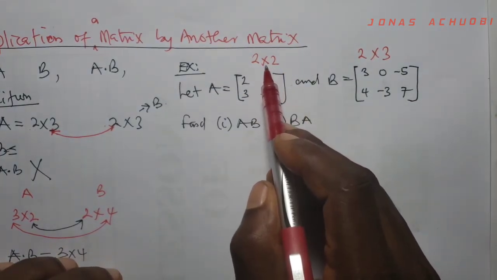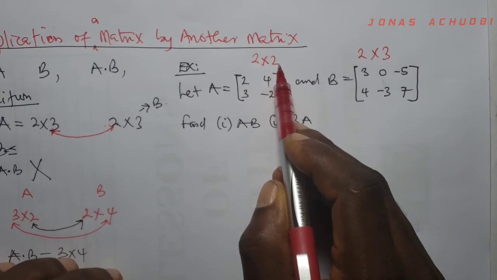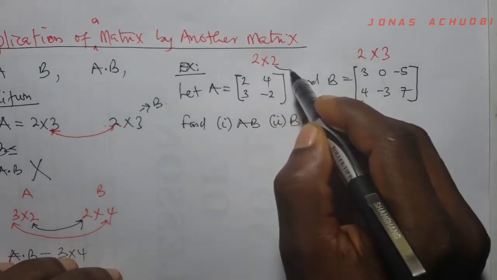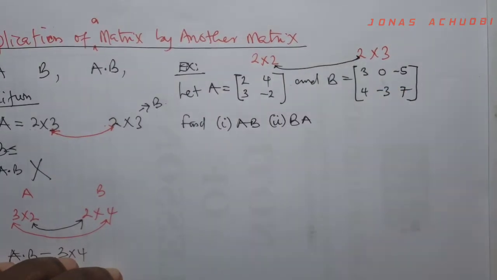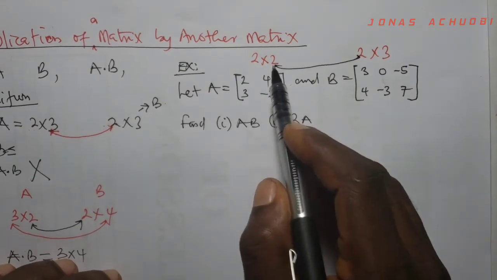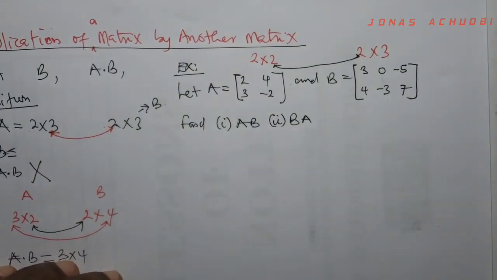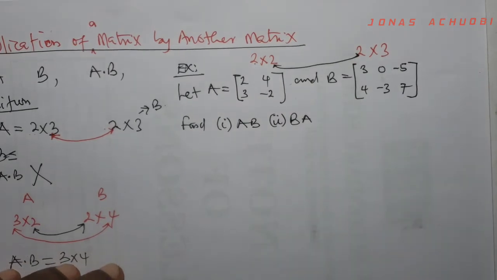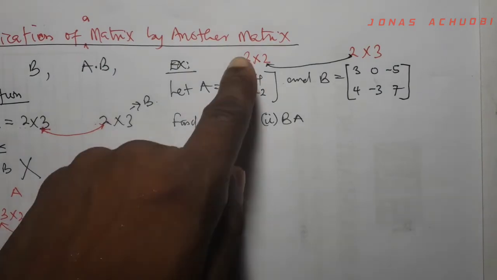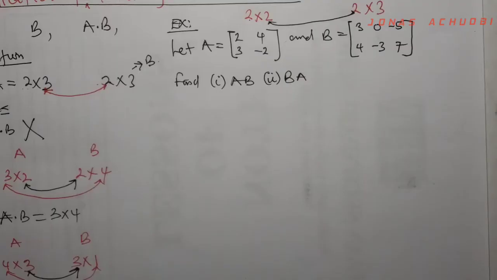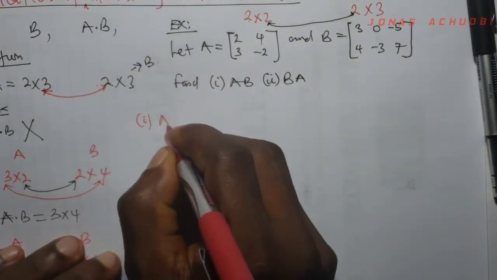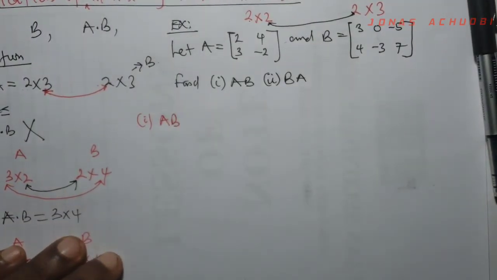So the number of columns of matrix A is 2. Number of rows of matrix B is 2. So the number of columns of A and number of rows of B matches. Hence, matrix multiplication can be performed. And if we multiply a 2 by 2 matrix by a 2 by 3 matrix, what dimension do we get? We get a 2 by 3 matrix. So if we perform A times B, what we expect to get at the end should be a 2 by 3 matrix. So I want to find A times B, which I'll just write as AB.